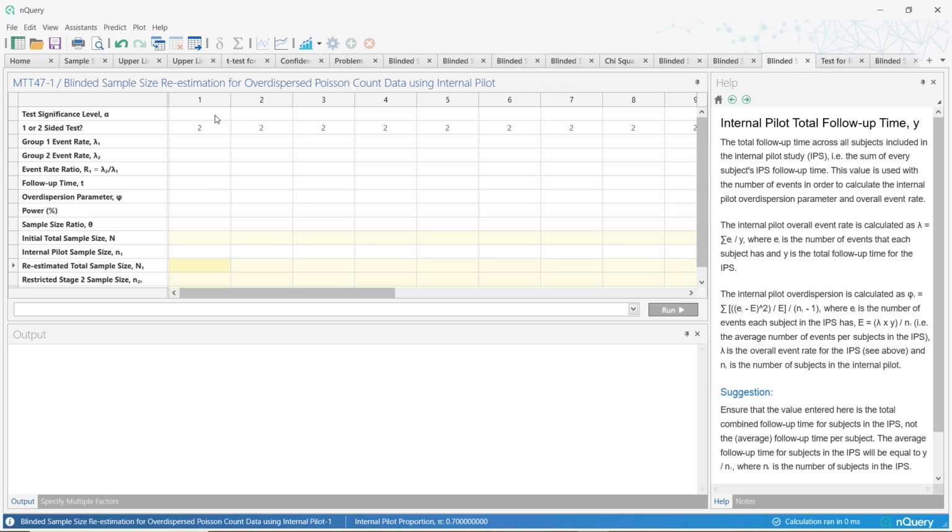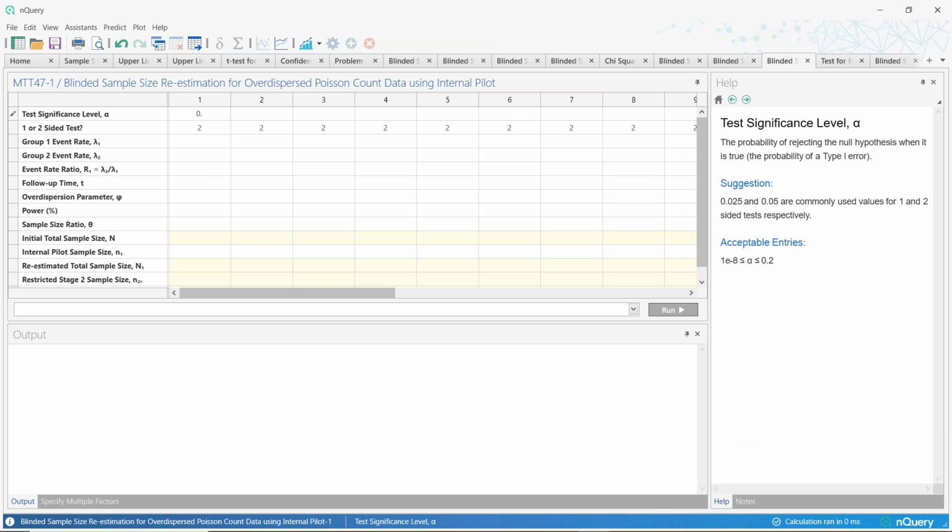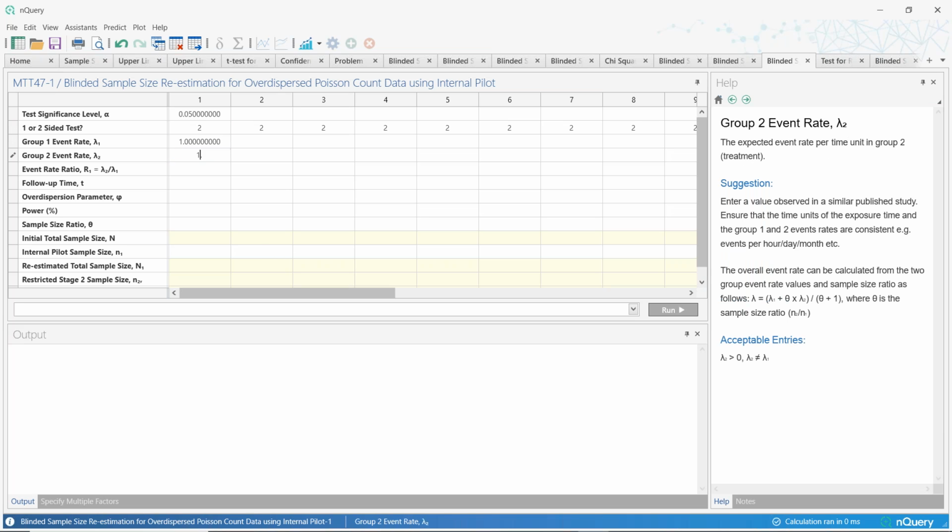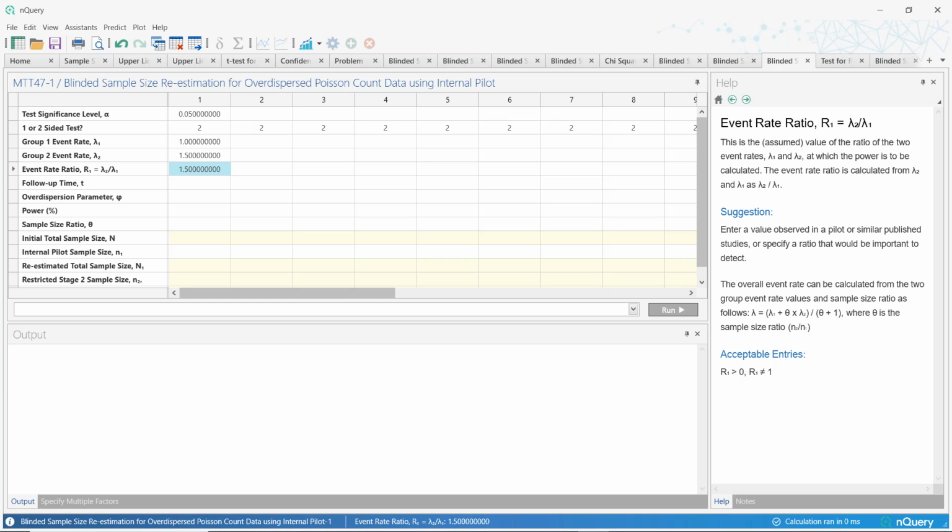And so what I have here is basically two examples, where I believe this is one. Basically, I had a Poisson process where the rate in group 1 was 1, the other one was 1.5.